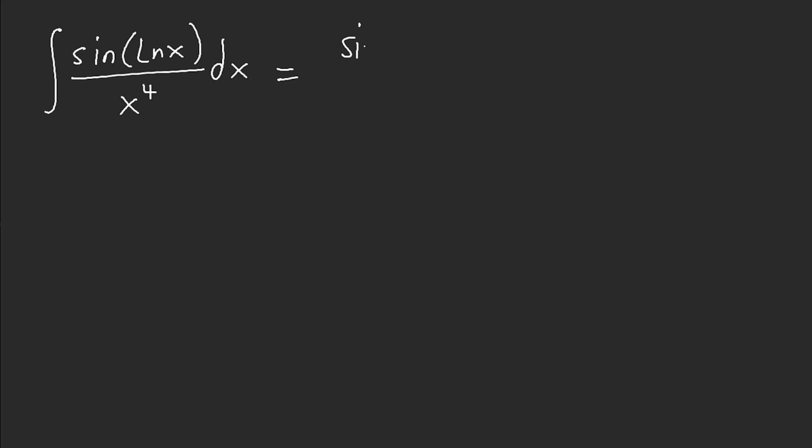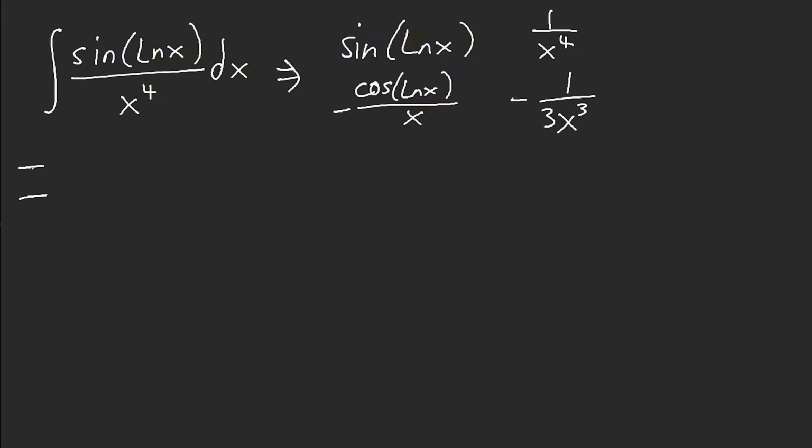So, let's go ahead, derive sine ln of x and integrate 1 over x. So I get I equals negative this sine of ln of x, and then we get plus, to what?